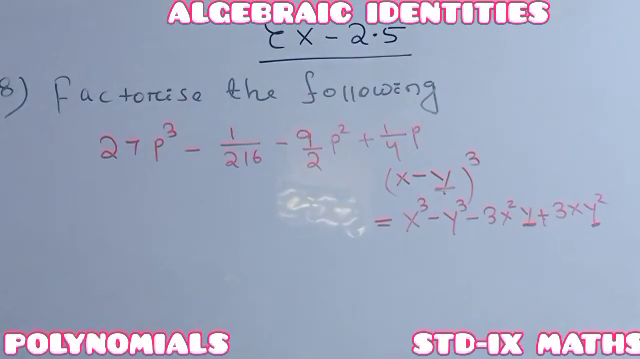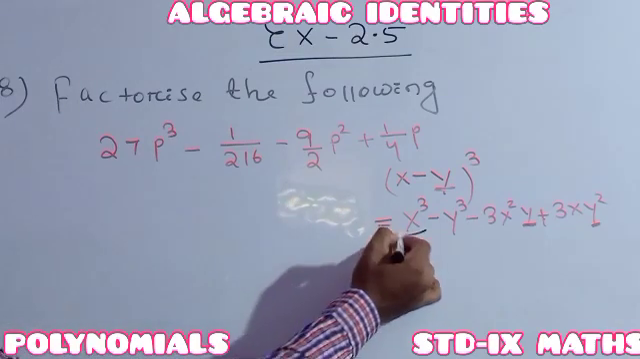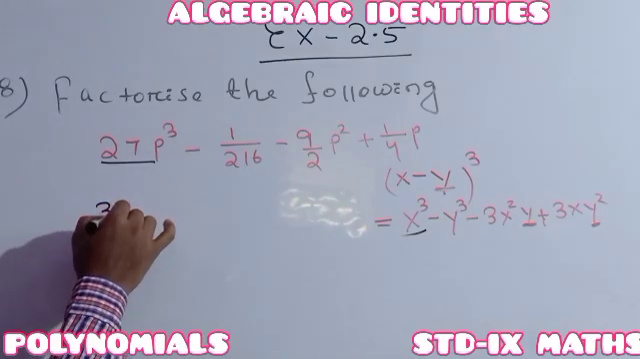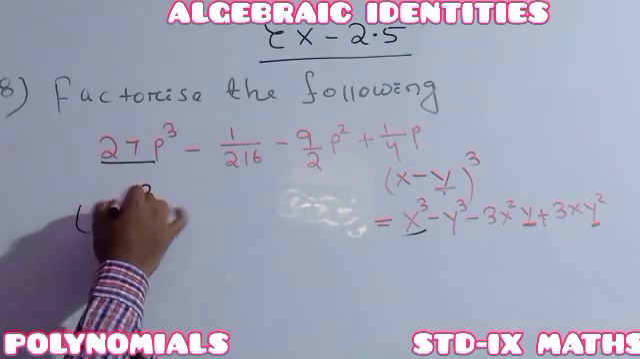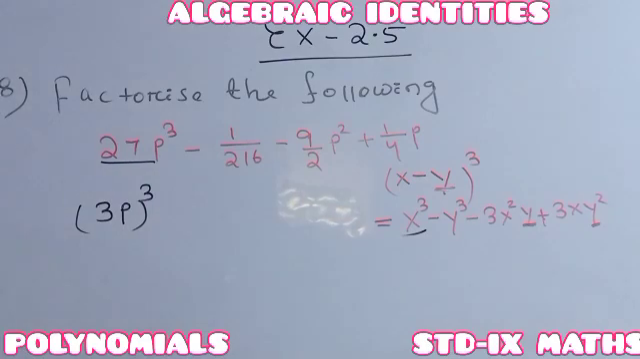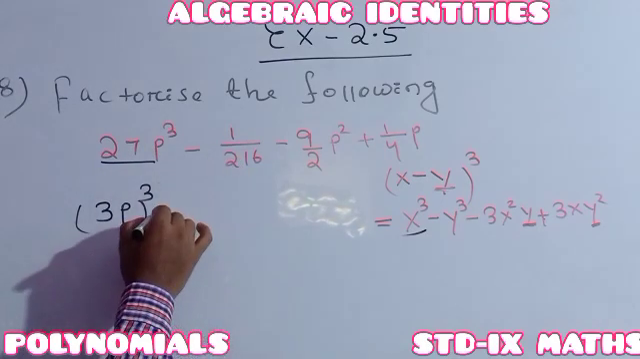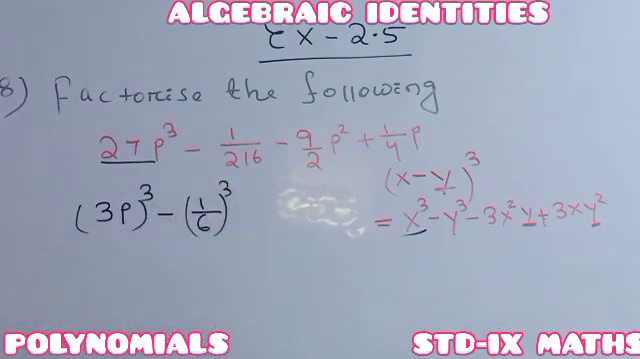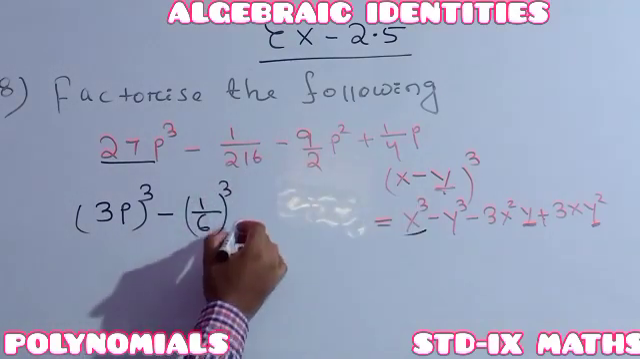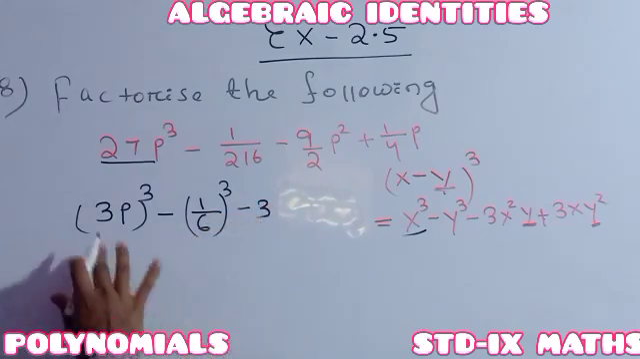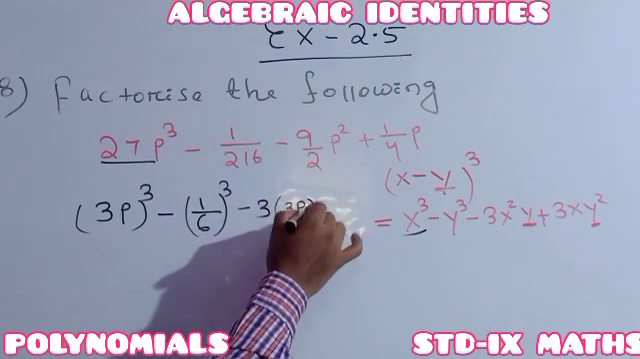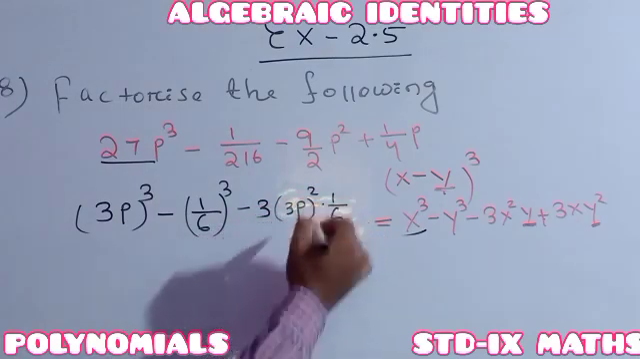So this one I have to arrange in the form of just like this. See, it is whose cube? It is 27p cube, it is 3p whole cube. And this one is 1 by 216, which is the cube of 1 by 6, to the power 3. So 2 cube terms are ready. Then after that, minus 3x square y. See, minus 3x square means 3p square, so I am writing 3p square into 1 by 6.